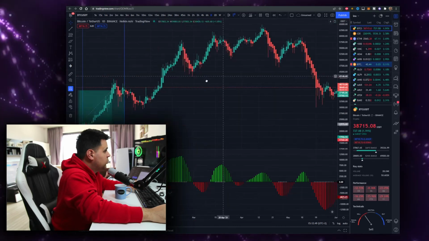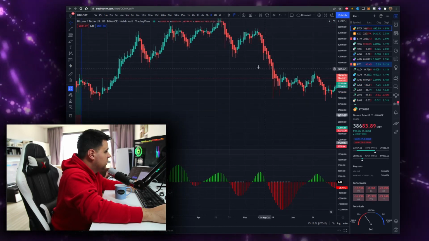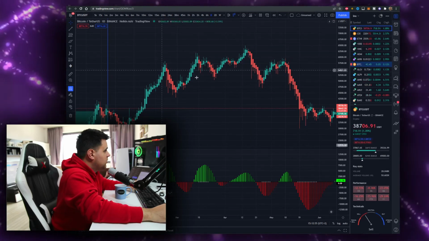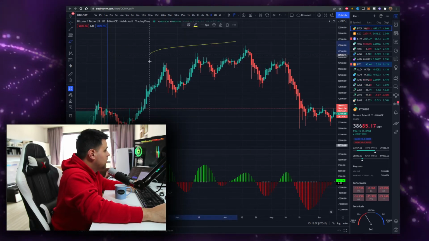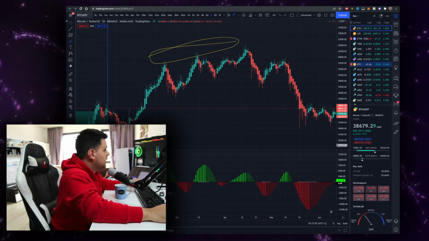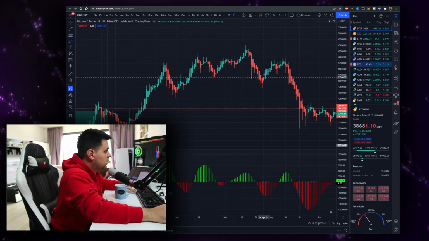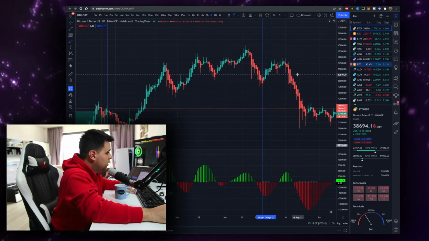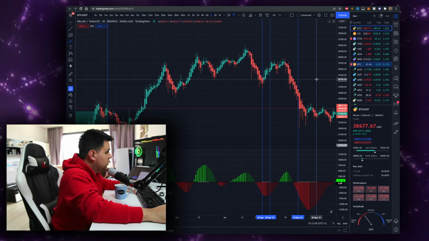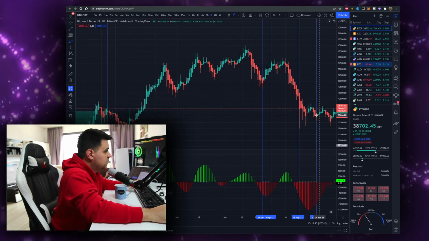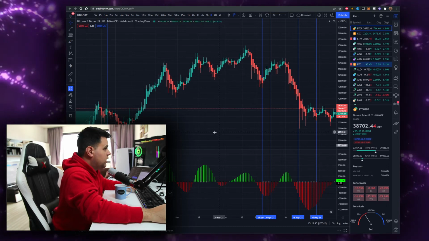A short example would be here. We pretty much have a triple top, very strong resistance around the 60K area. So if you took a short here to here, or here to here, you would also make a good amount of money, maybe 20-30%, depending on where you manage to sell.